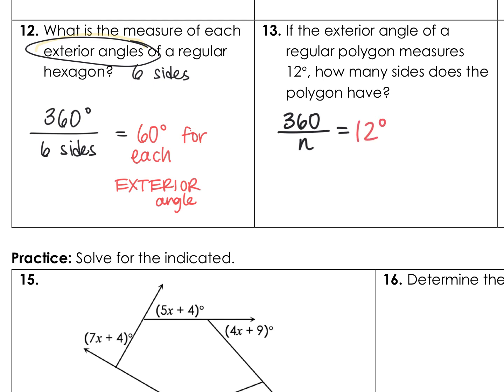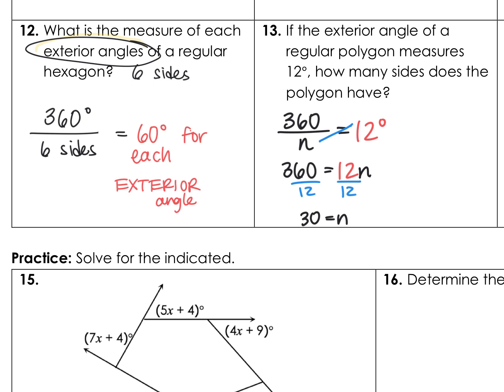So the question is, how do you go backwards from this to find the number of sides? Okay, if you're not sure, you can cross multiply these and multiply n times 12. That'd be 360 equals 12n. So how do I get the number of sides? Oh, divide by 12. And yes, you should get 30 sides, which is a lot, admittedly.